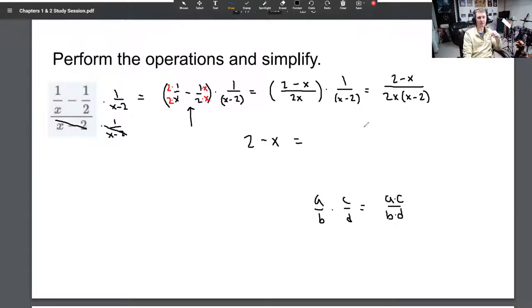Can we cancel out any of these factors? That's the leading question now. Can't you cancel out x? No. We've got a difference here in the middle. If that was a product, we could. But we can't, because that's a difference. If both terms had a factor of x up top, like 2x, then we could cancel out that x. But they don't. The 2 doesn't have a factor of x, so we can't cancel that out.